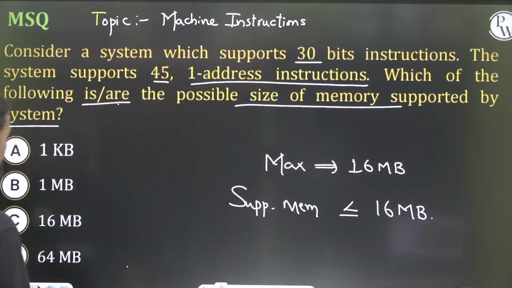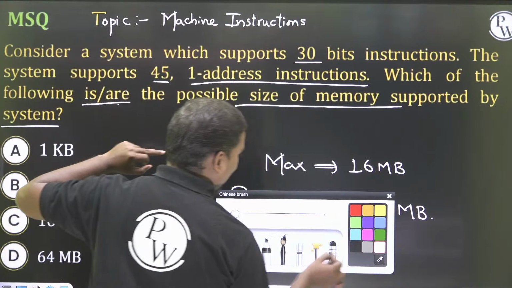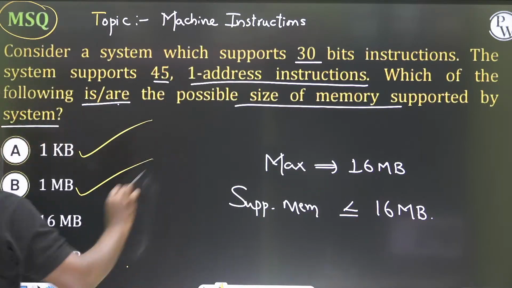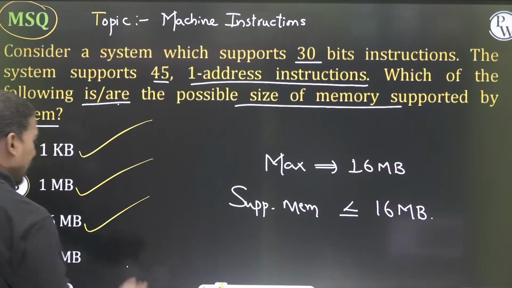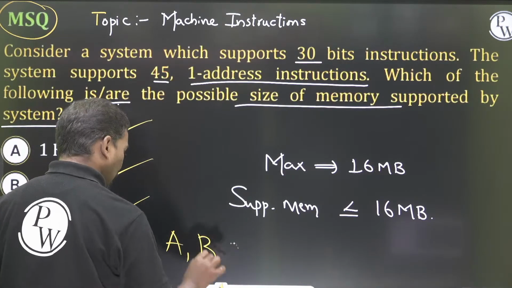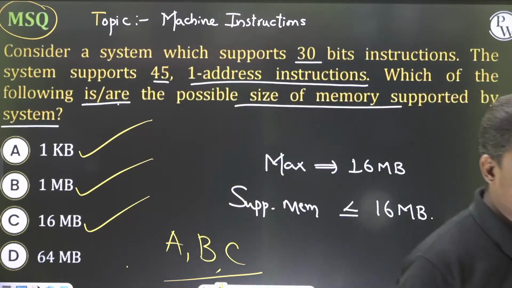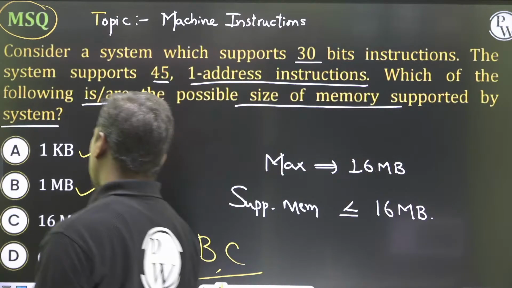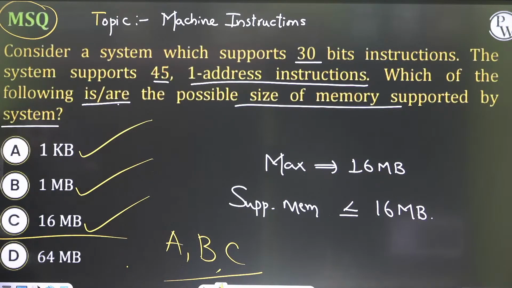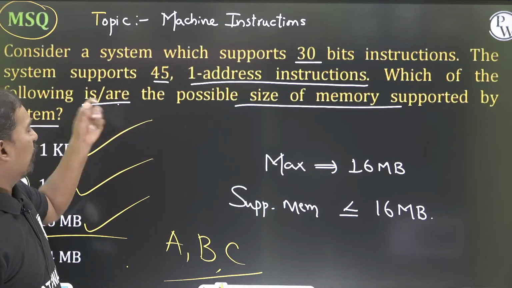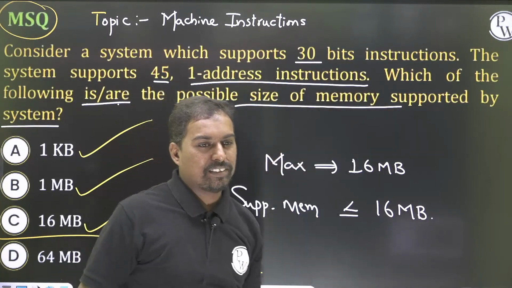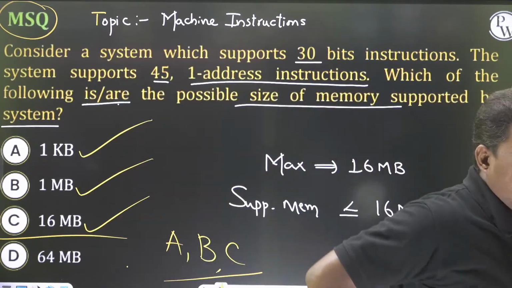So what is the right answer? It is an MSQ, my dear. So 1 KB it can access, 1 MB it can access, 16 MB it can access. The right answer is A, B, C. How many of you gave this? Dinesh, you have given C only. C is the wrong answer because it is an MSQ, my dear Dinesh. So A, B, C is the right answer. See the question: which of the following are the possible sizes of the memory?